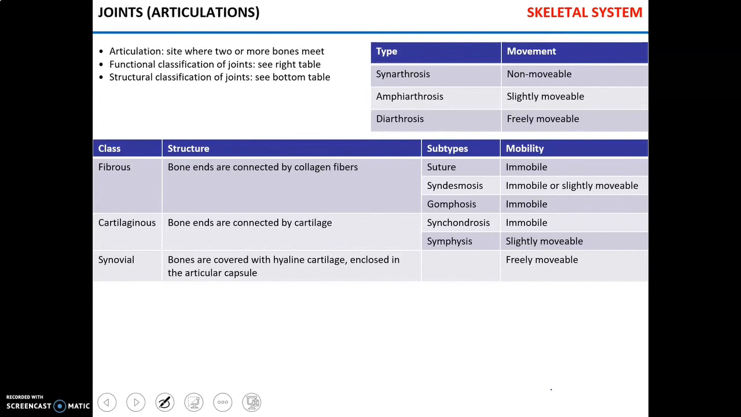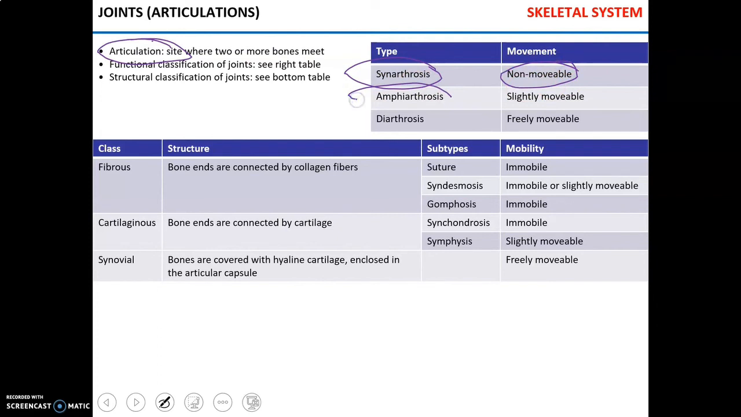Now, how do we classify joints? Let's talk a little bit about joints, about articulations. A joint is a site where 2 or more bones meet each other. They enable movement. They are necessary for the flexibility of the skeleton, and they can be classified based on their function and based on their structure. So functional classification implies whether or not joints can move. Synarthrotic joints are non-movable.